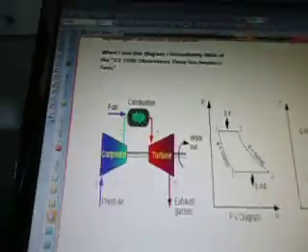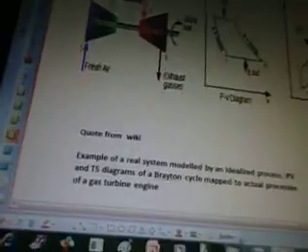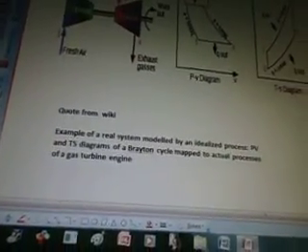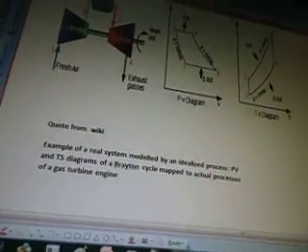Now here's a turbine here with some diagrams. This is an example of a real system modeled by an idealized process. PV and TS diagrams of the Brayton cycle map to actual processes of a gas turbine engine.